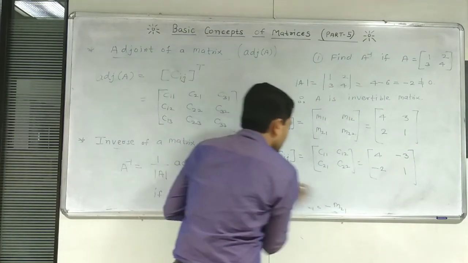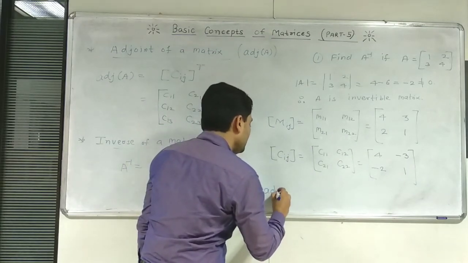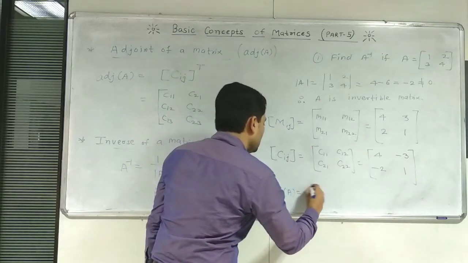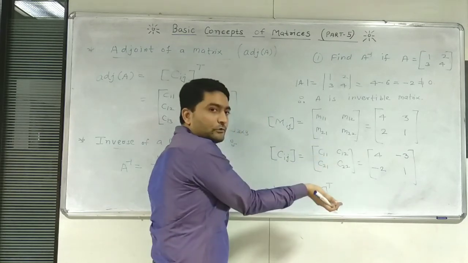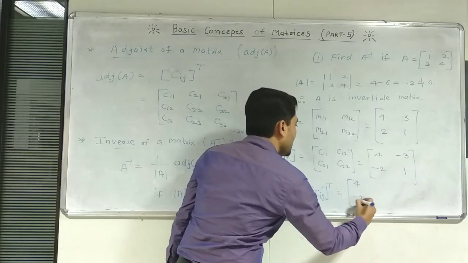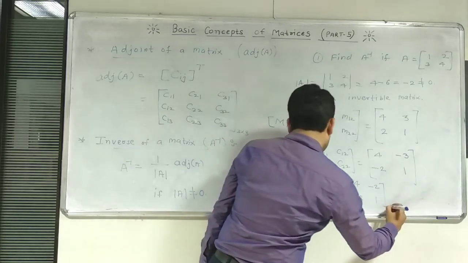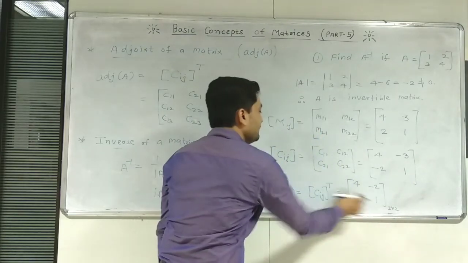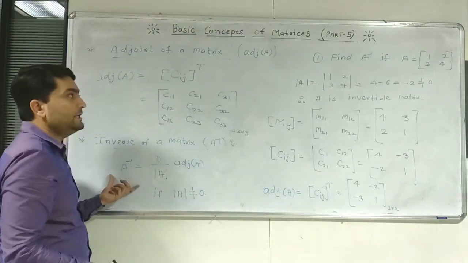In the next step, we have to find the adjoint of A. Adjoint of A is equal to the transpose of the cofactor matrix we got. That means interchanging rows and columns. So here we get 4, minus 3, minus 2 and 1. It is a 2 cross 2 matrix. So this is the value of the adjoint of A. And finally we have to write down its inverse.